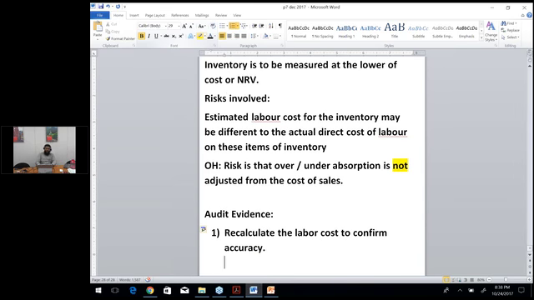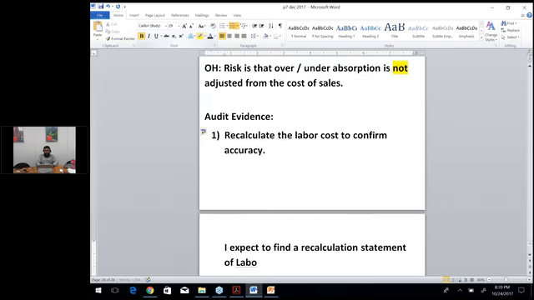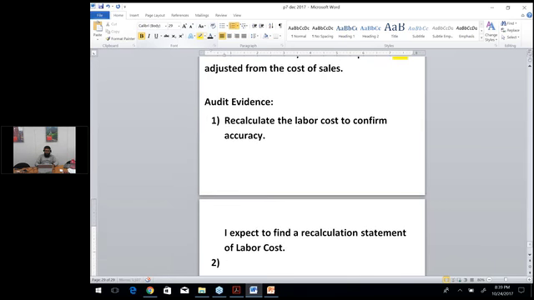Now, this is a procedure that I have mentioned. So how would I convert this procedure into the evidence? I'm going to convert this procedure into the evidence by saying that I expect to find a recalculation statement of labor cost. So this is your evidence.